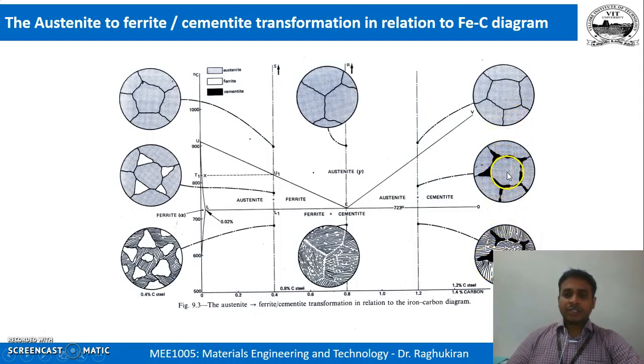So in this case, what is the proeutectoid phase? It is cementite. You have cementite and then pearlite. The proeutectoid phase for the hypereutectoid steels is nothing but your cementite, whereas the proeutectoid phase for the hypoeutectoid steels is ferrite. You have ferrite first coming out and pearlite here. In this case, you have cementite coming first and then forming pearlite.